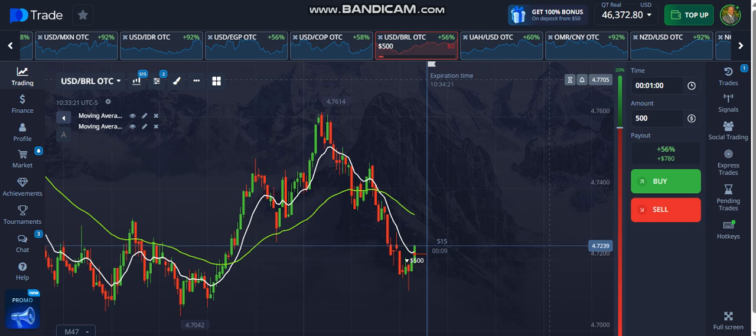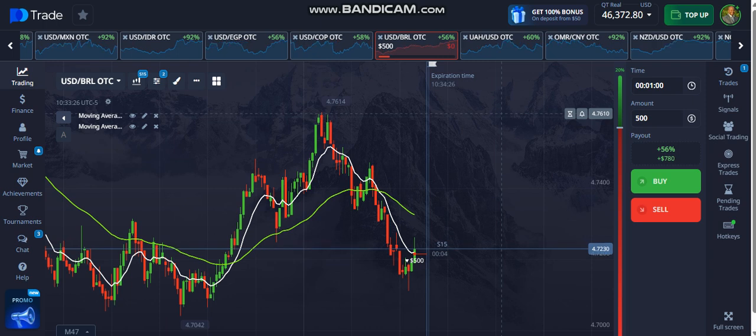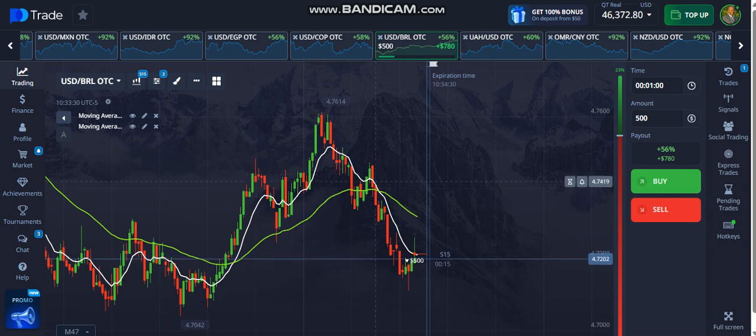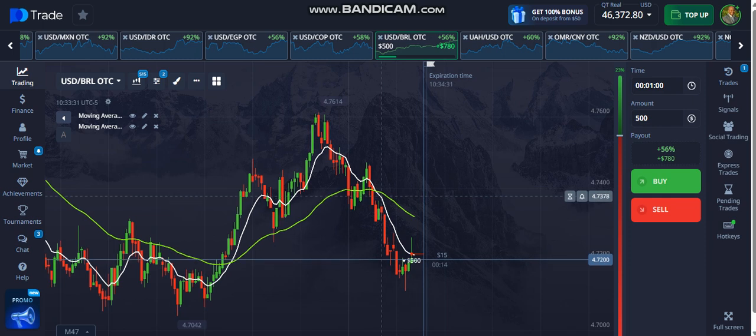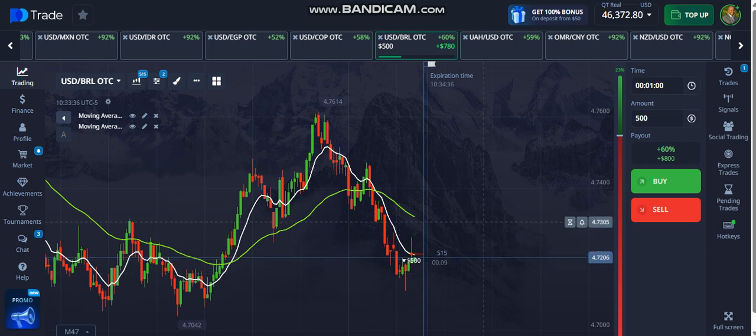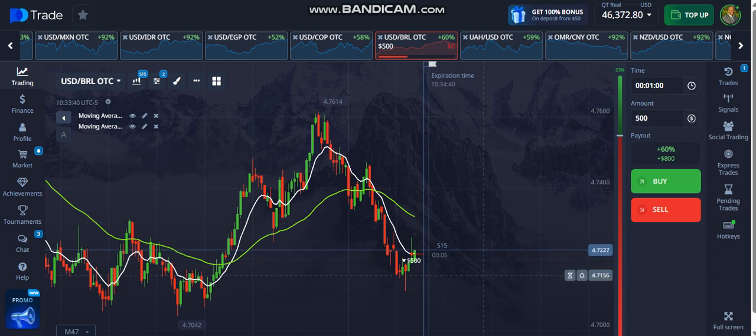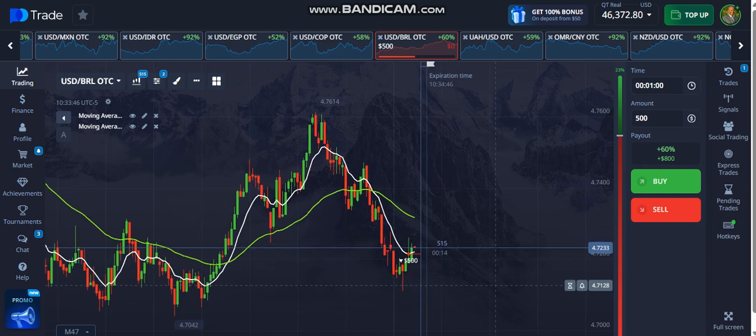Okay, so I'm on the USD BRL OTC pair, and I just took a sell trade, a put trade. First things first, the 10 EMA crosses the 50, and then I patiently wait for the price to retrace back to the 10 EMA line, and then I took the trade. All right, so let's monitor this trade and wait for the expiry.